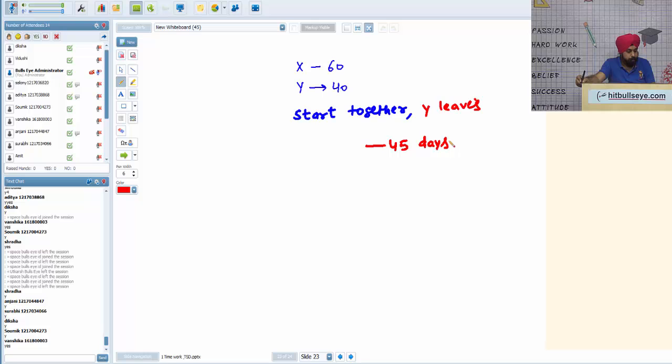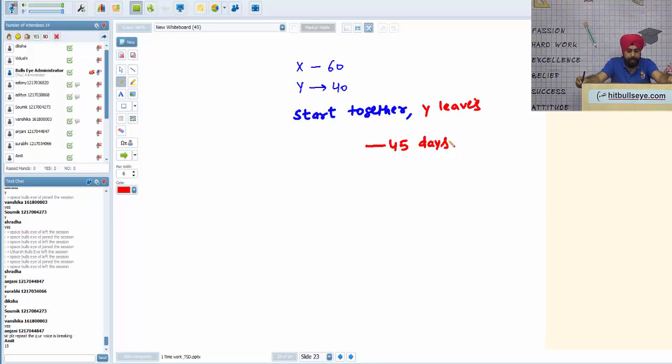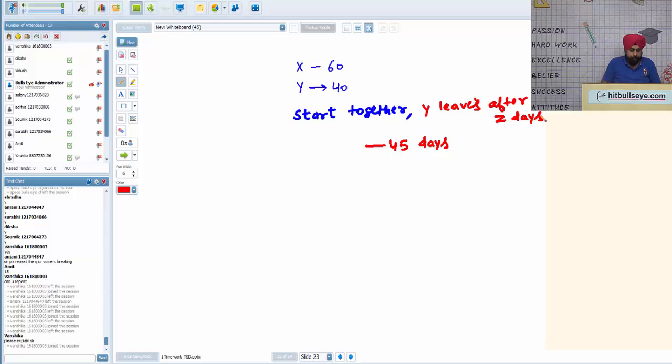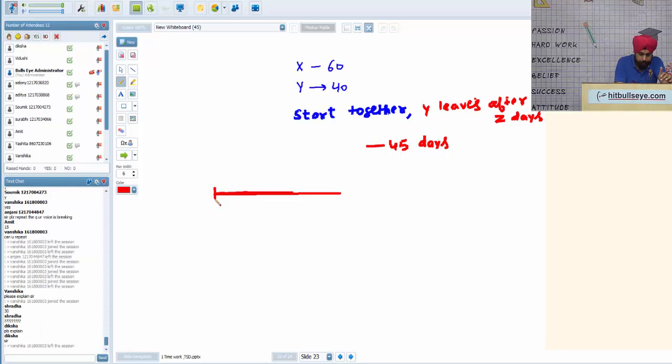I gave you 2 minutes to answer this. I said X in 60, Y in 40, they start the work together. Then Y leaves after a certain number of days. Say after Z days, so that the work is finished in 45 days. We have to find the value of Z. So anybody with an answer? Students, just listen. If you convert this question into simpler form, you can solve it simply. I think you all are listening to me very carefully.